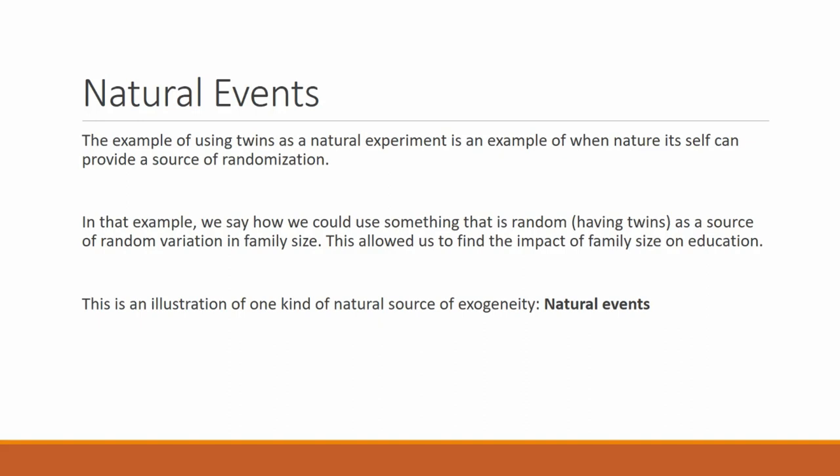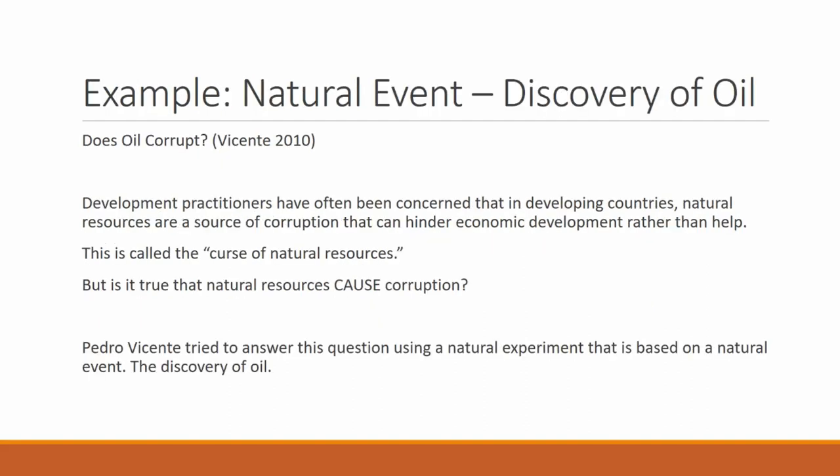I'm going to do one more example of using a natural event as a source of random variation. All right, the second one is going to be the discovery of oil. So in this example, and I'm drawing this from a paper, Vicente, 2010.